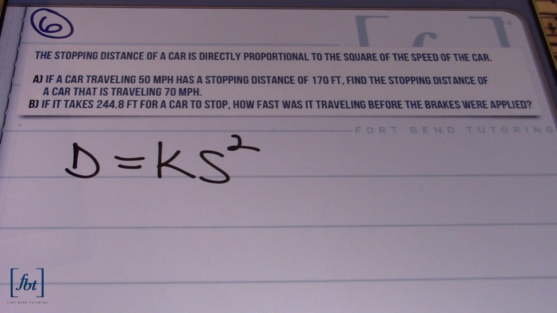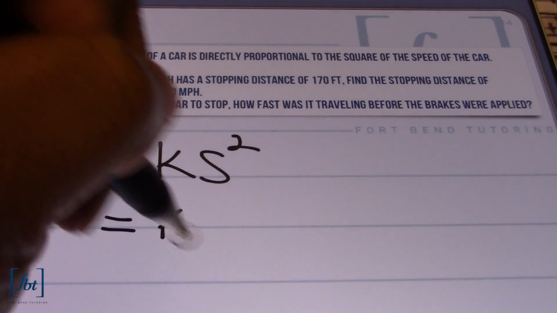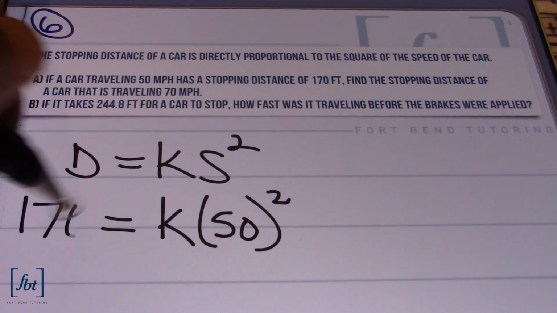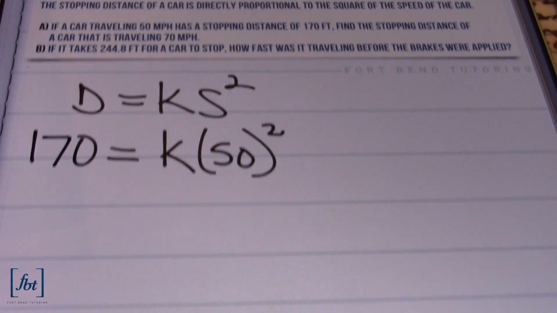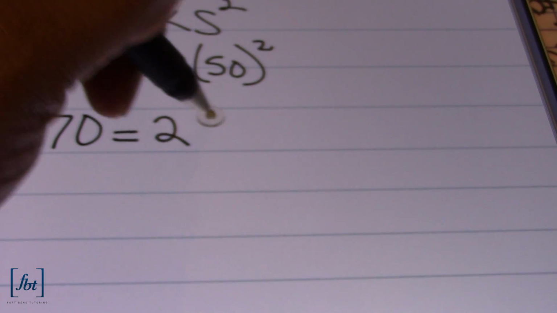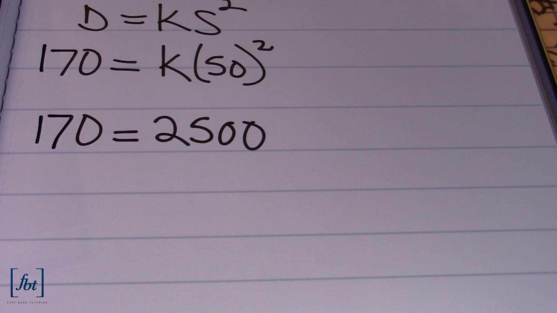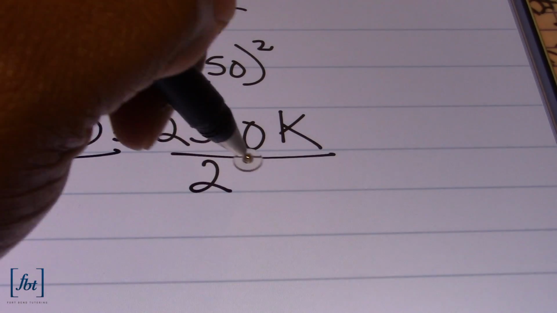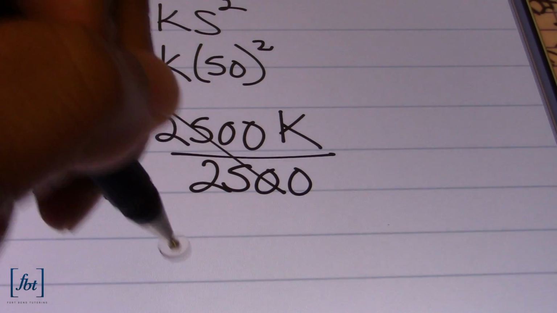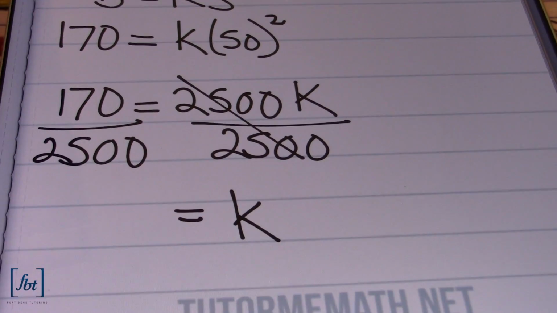For starters, I'll be plugging in the information in A to solve for my variation equation. It says a car traveling 50 miles per hour, so the speed is 50 miles per hour, and that'll be squared, has a stopping distance of 170 feet. From here, we can solve for our variation equation, right? So I have 170 equals 2,500, because 50 times 50 is 2,500, K. We'll then divide both sides by 2,500 to solve for our constant of variation. The 2,500s will cancel out, and my constant of variation can be simplified here.